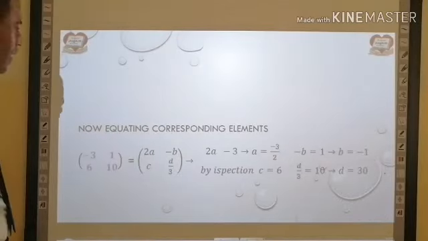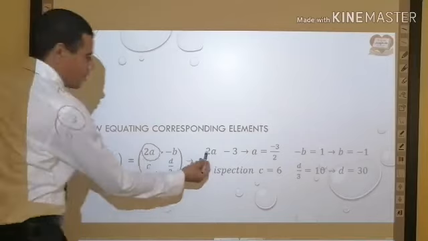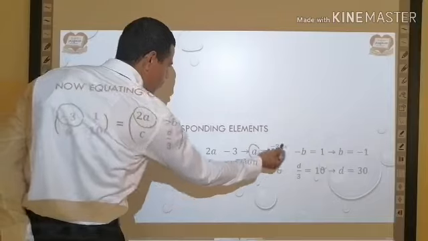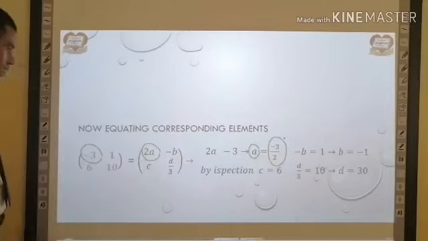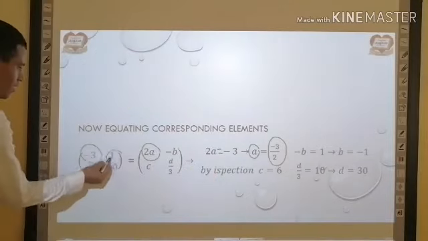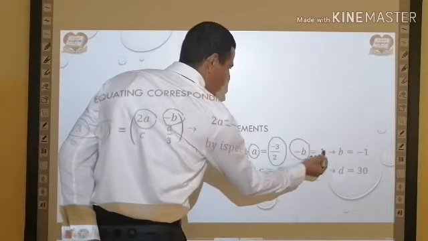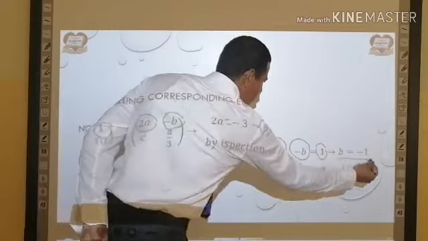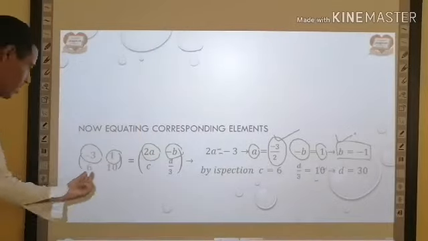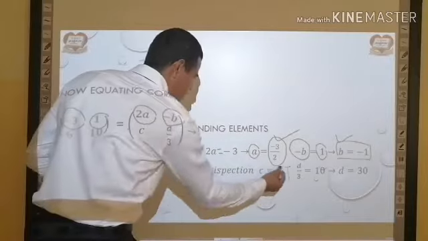Now equating corresponding elements means, as we did before, -3 equal to A, this one means A equal -3 divided by 2. Then we told that 1 is equal to -B, or negative B equal 1, which means B equal negative 1. Then we explained that by inspection 6 equals C.